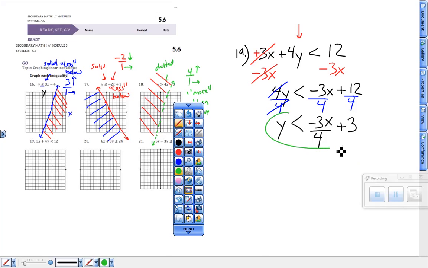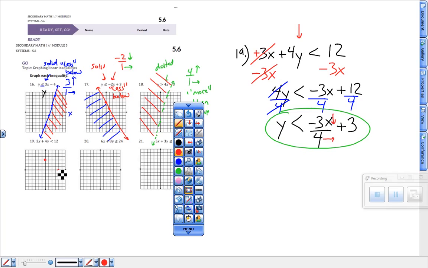Now it's ready to graph. Now y is by itself. That first number 3 tells me where on the y-axis to go. Now it's solved for y. I know my slope is right 4 down 3. Right 4 down 3.